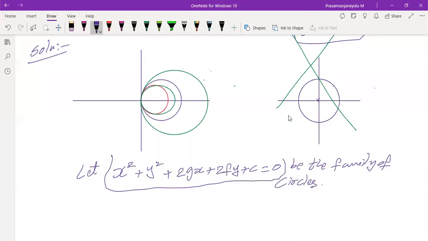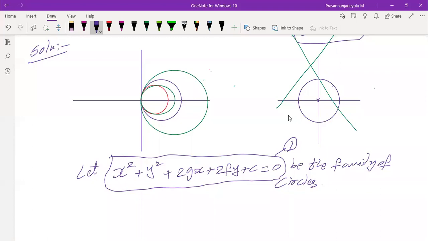Don't say x square plus y square equals r square, or x minus a whole square plus y minus b whole square equals r square, are the general forms. Those are not the general circle equations. This is the circle equation. If g is 0 and f is 0, and c is some r square, then we can get x square plus y square equals r square form. Depending upon the g, f and c values, we'll get different types of circles.